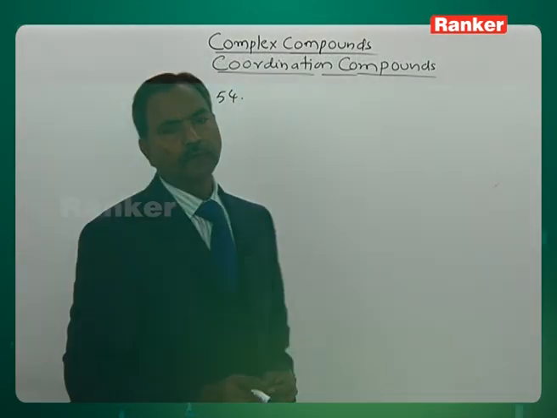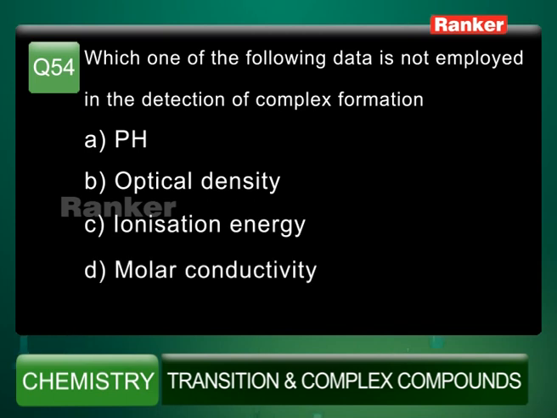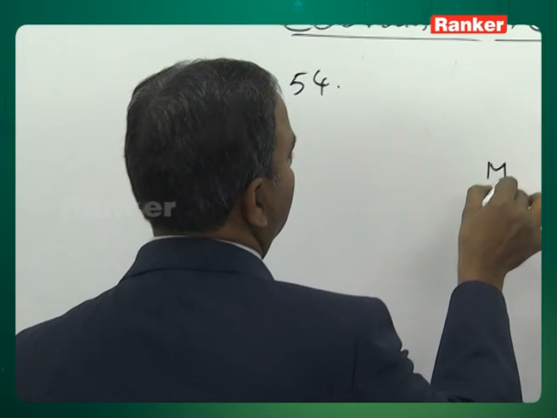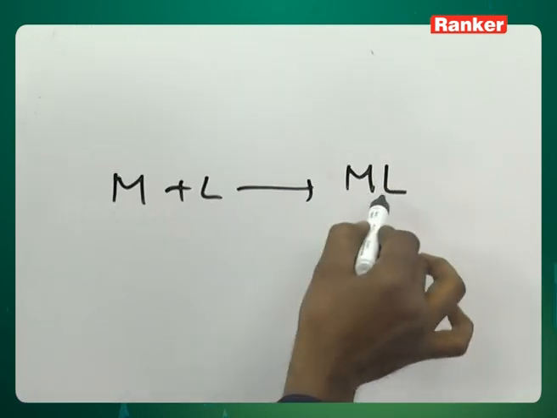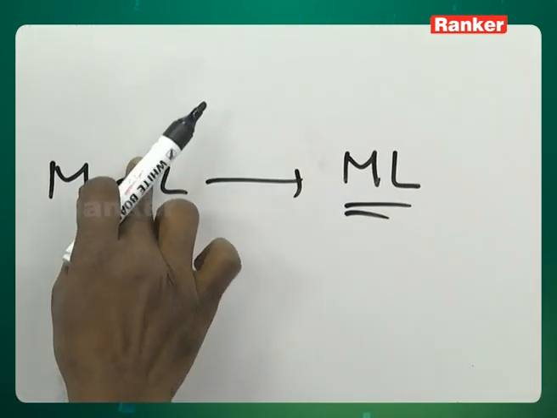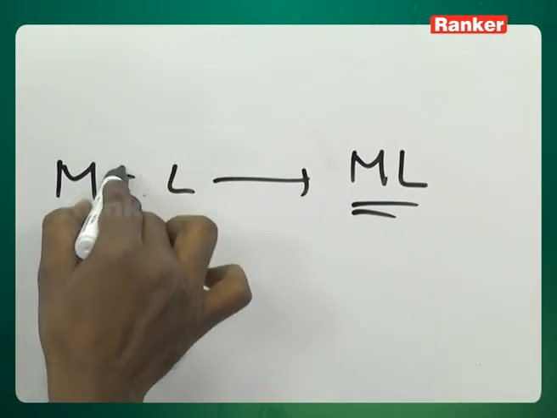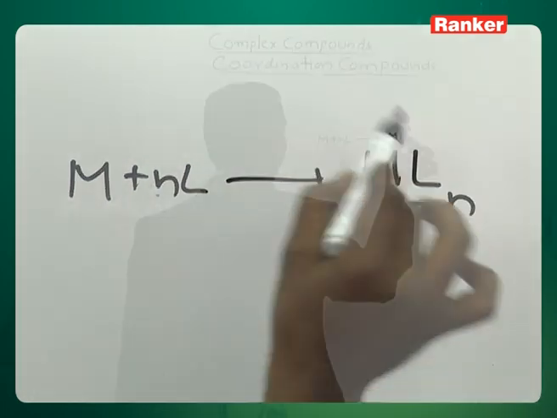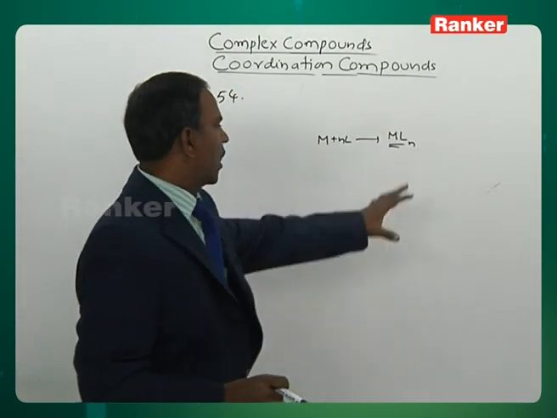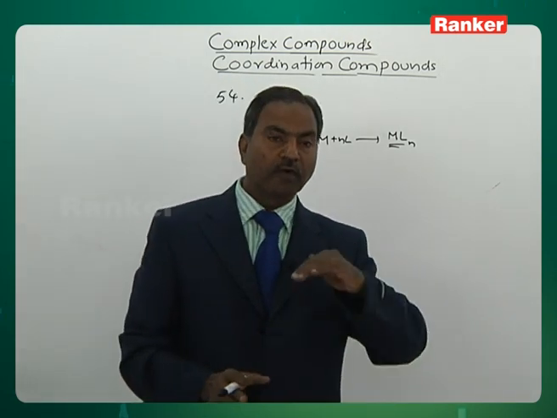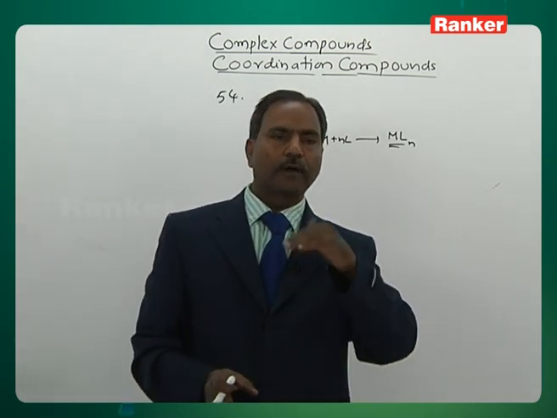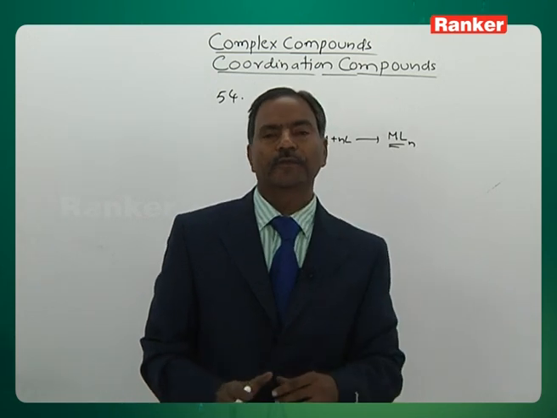Which of the following data is not employed in the detection of complex formation? Suppose the metal and n number of ligands are mixed together, then you get an ML complex. How can you say that this complex has been formed? By what difference, by what data, by what parameter can we understand it?